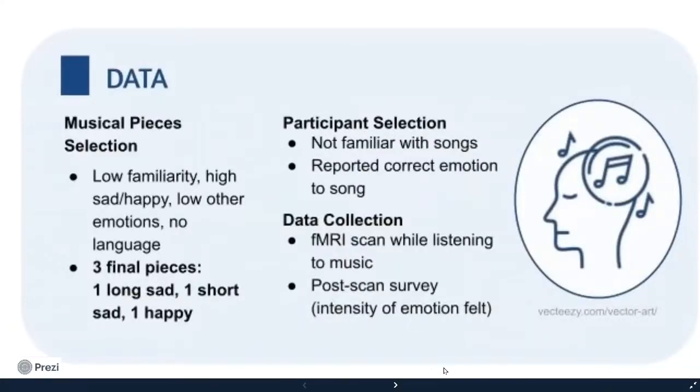Our data is from a dataset used in the study about the dynamic intersubject neural synchronization reflects affective responses to sad music. In this study, there were 3 pieces that participants listened to, 1 longer piece deemed to evoke sadness, 1 shorter sad piece, and 1 happy piece. Participants were screened out after the trial, such that only participants that associated the appropriate emotion to the appropriate piece and had low familiarity with the piece were used in the analysis.